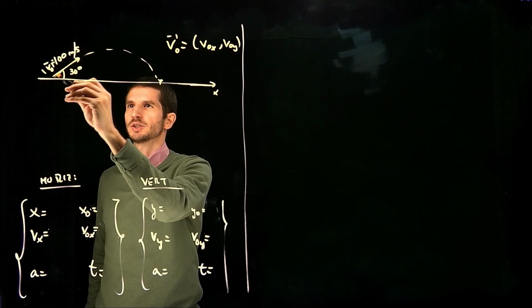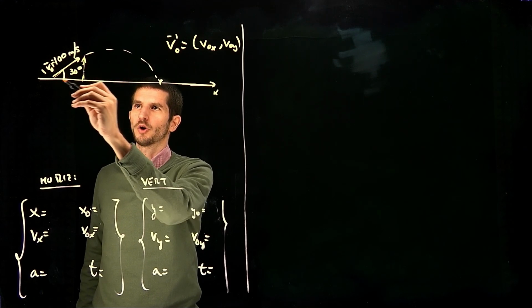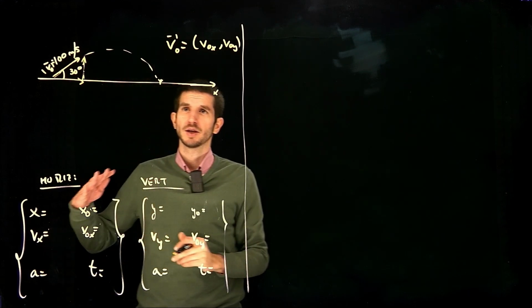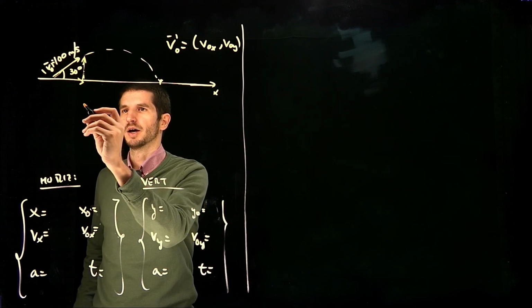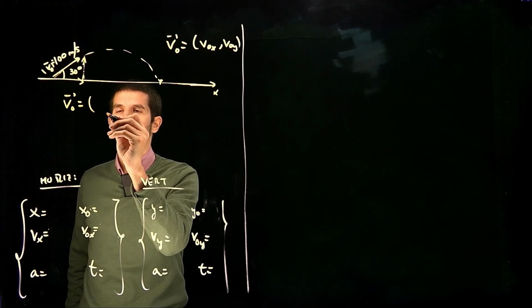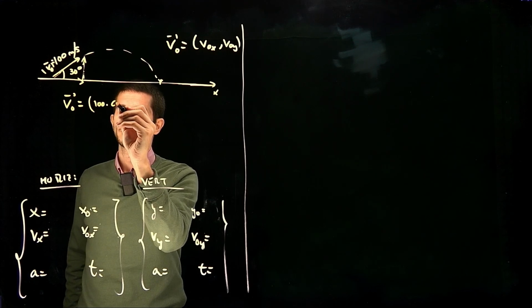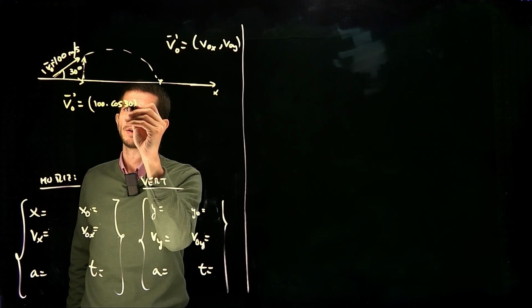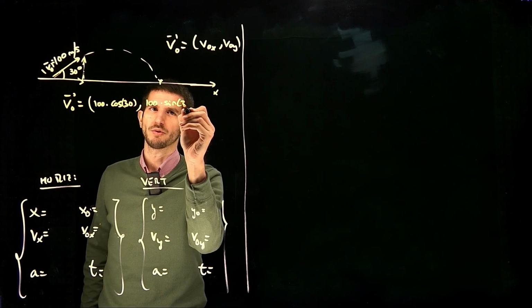In this case, the vertical component is the sine, the horizontal component is the cosine, because it's going above the horizontal 30 degrees, so both are going to be positive. So actually v sub 0 is going to be 100 times cosine of 30 and 100 times sine of 30.